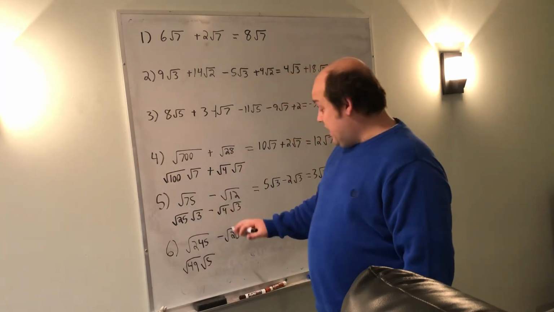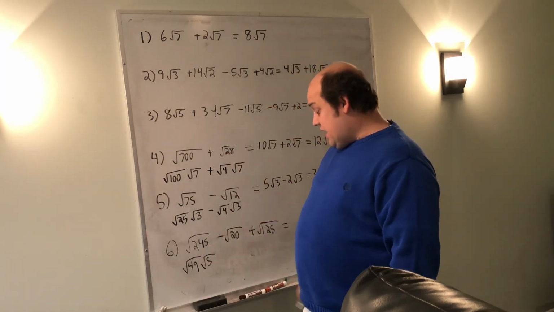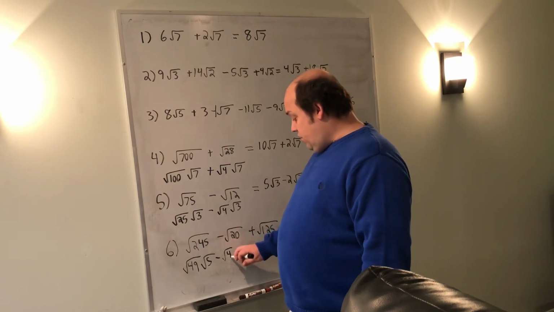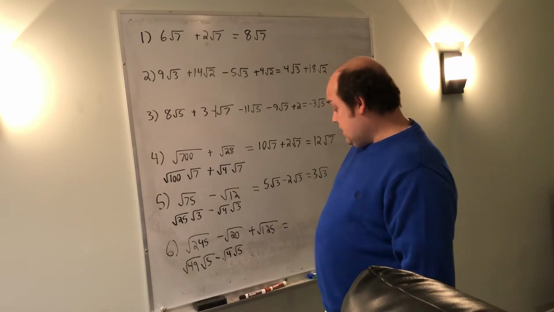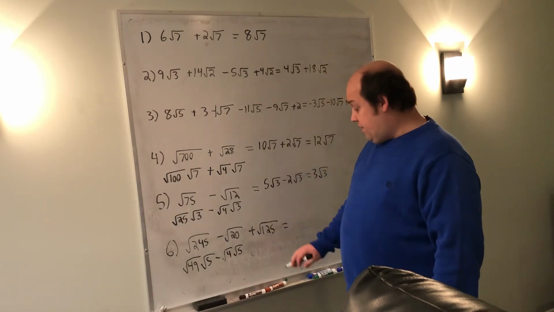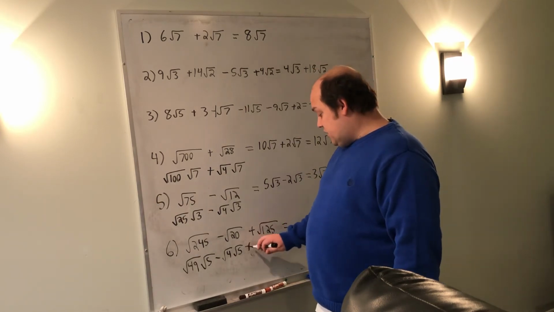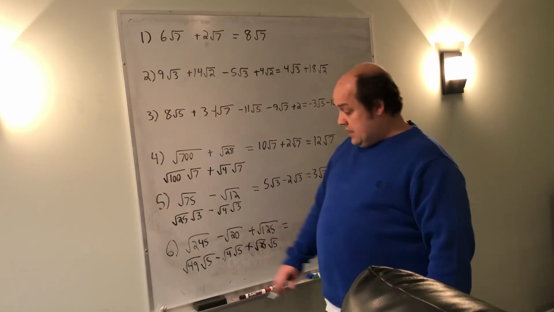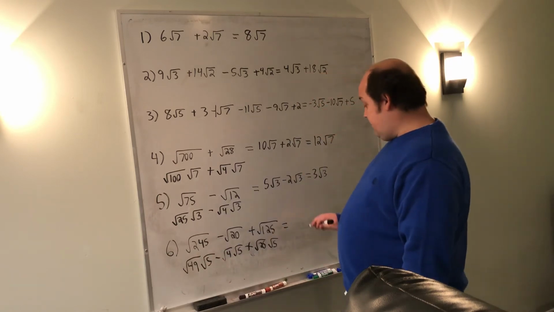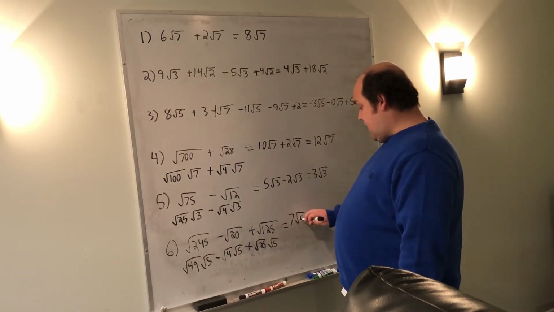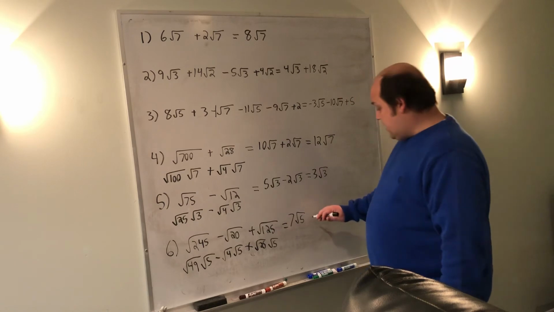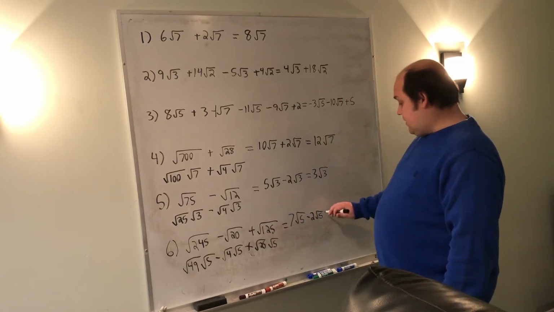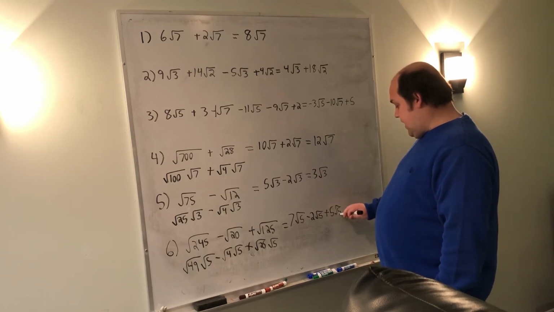I'm going to keep that in mind as I look at the next two. If I divide this one by 5, sure enough, it leaves me the perfect square, specifically root 4 times root 5. Same idea, if I divide 125 by 5, sure enough, it leaves me the perfect square, root 25 times root 5. Now I'm going to take these perfect squares out. Root 49 becomes 7 roots of 5. Minus root 4 becomes minus 2 roots of 5. Plus root 25 gives me plus 5 roots of 5.